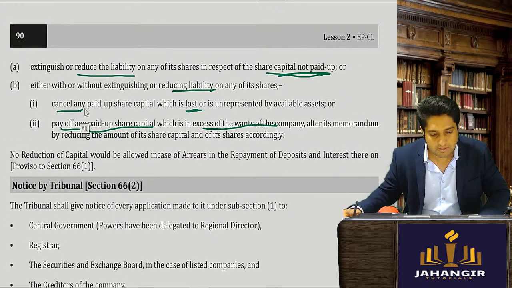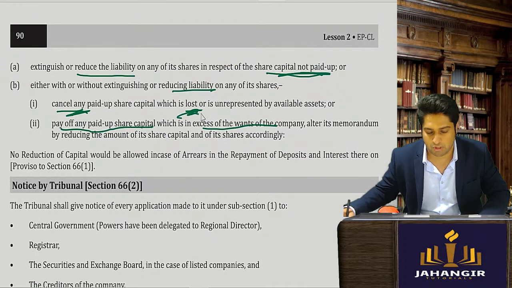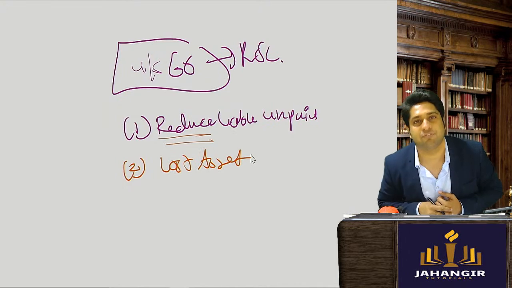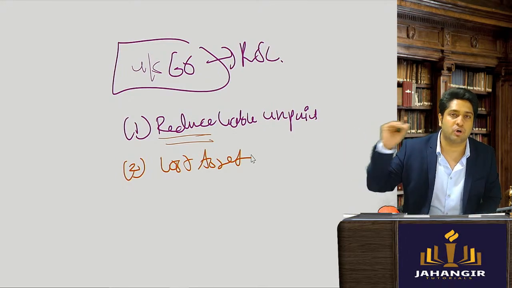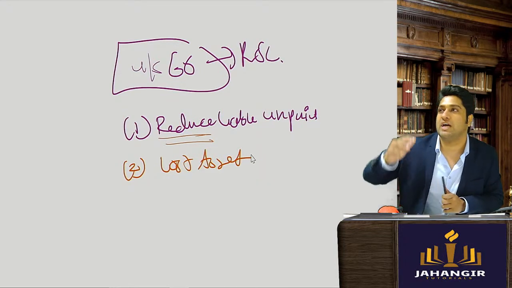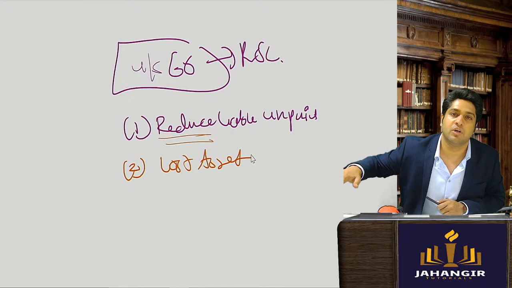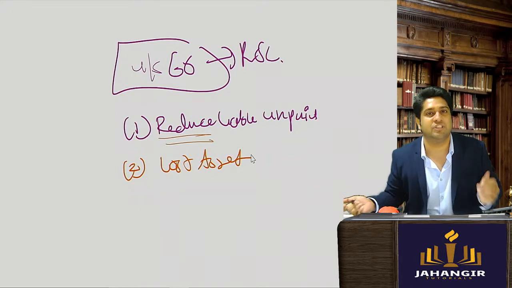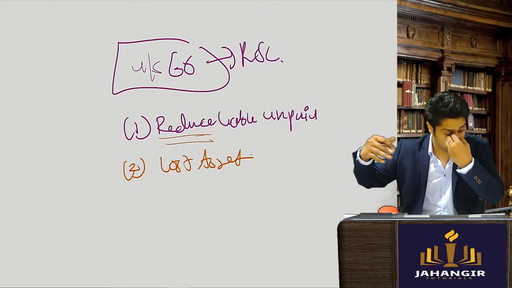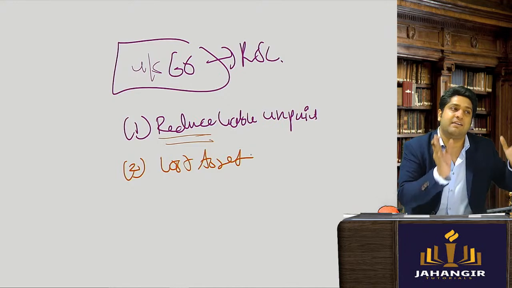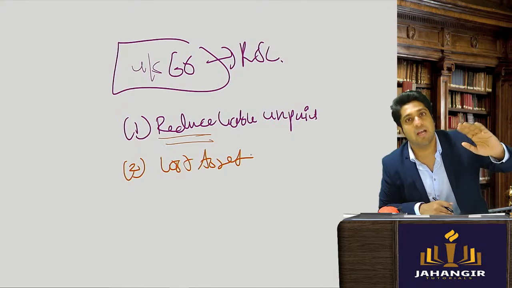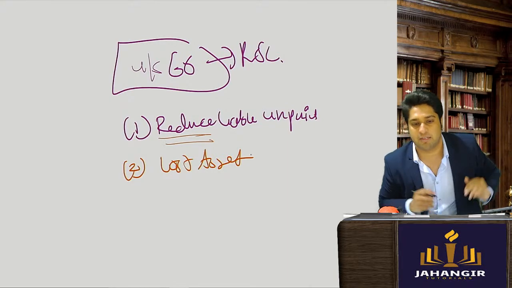Second is cancel shares which are lost, that is, lost assets. For example, if the building has been destroyed or the stock in trade of the company has been destroyed, the asset side has come down. So we need to balance the balance sheet now. The assets are no longer there, so lost assets we will remove from the asset side. On the liability side we will tell the shareholders, listen, now share capital will be reduced. At the time of winding up, you will not get so much money.